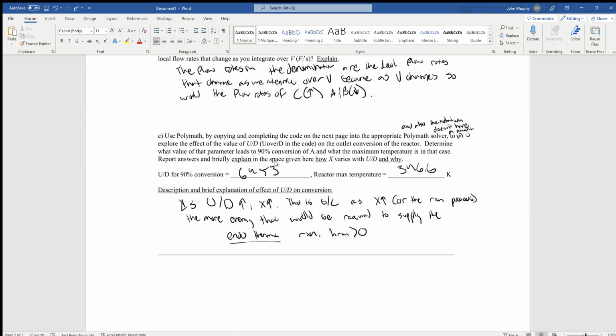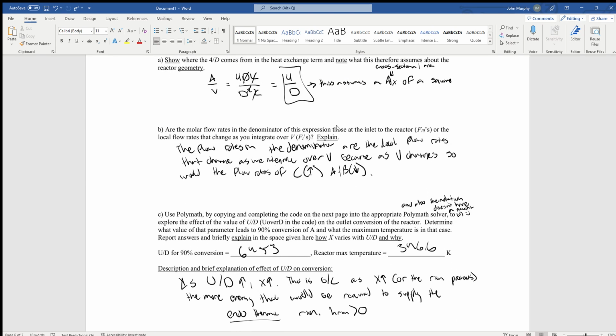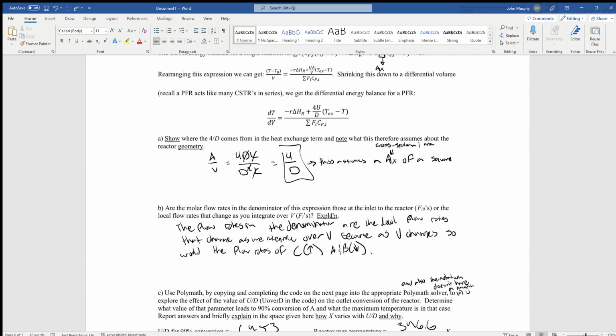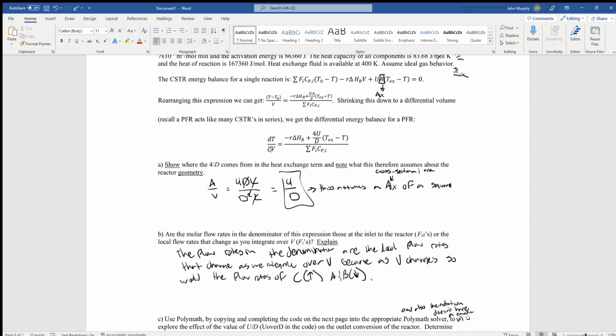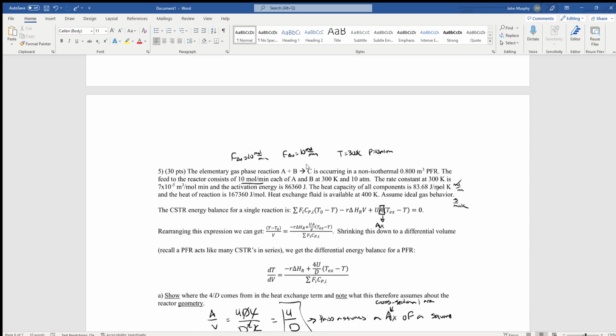Going to 5B to C, it's going to ask if the flow rates are dependent on the dT/dV, and I said yes, because no matter what you change, dT or dV, there's going to be a change in the reaction, and the change in the reaction is going to cause a change in the flow rates. So the reaction itself is like A plus B to C.